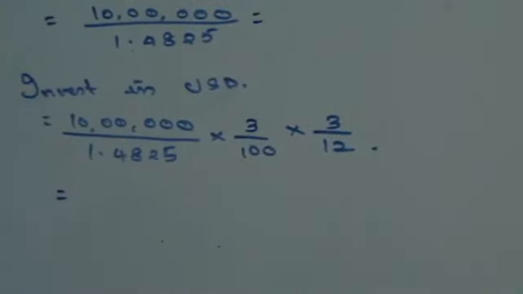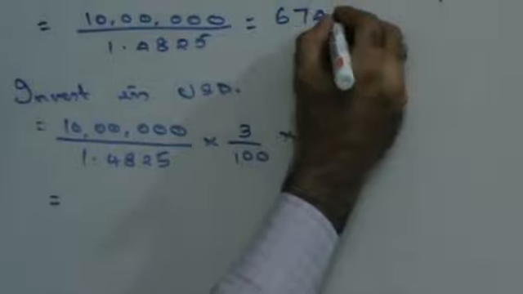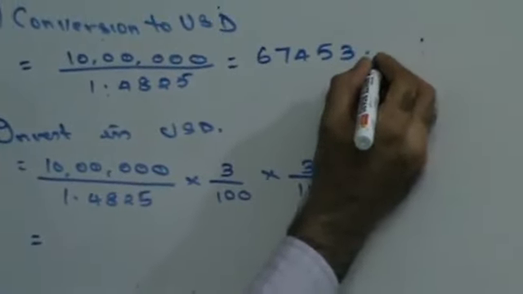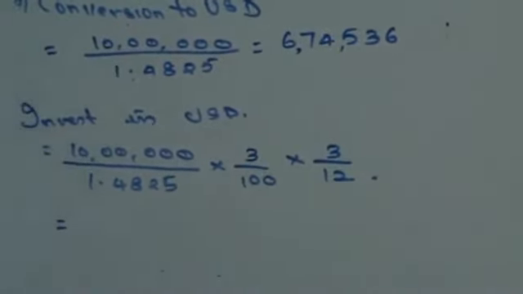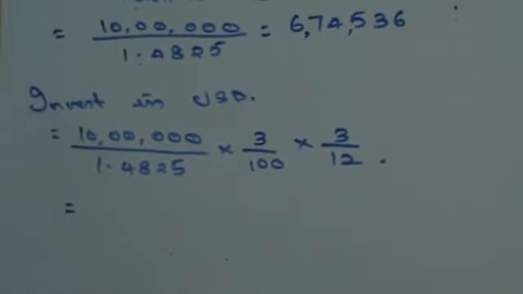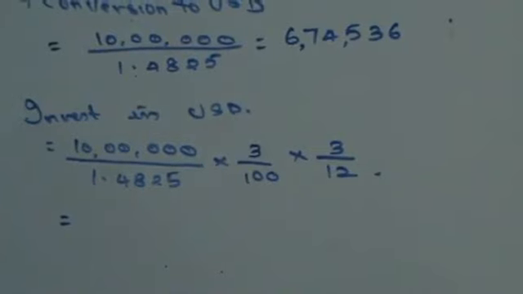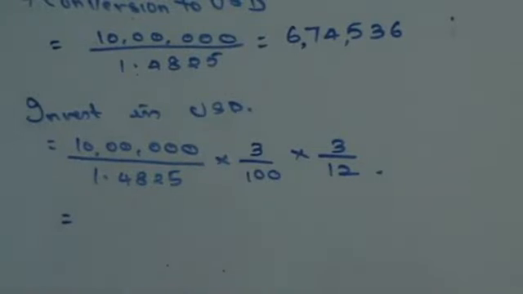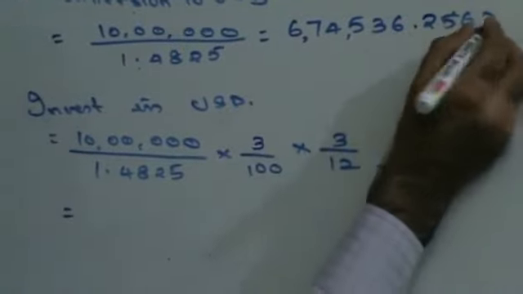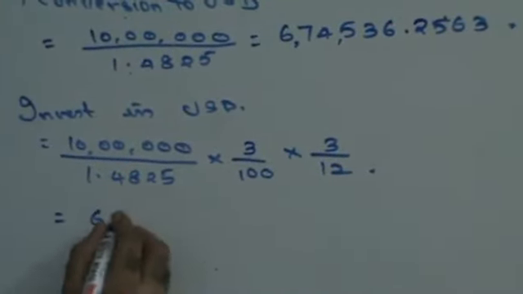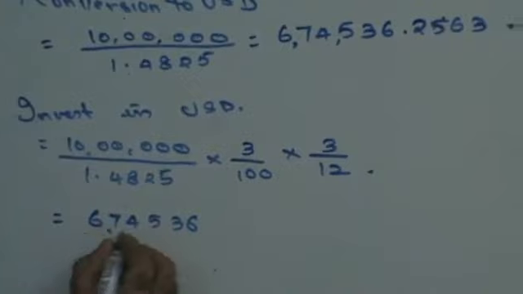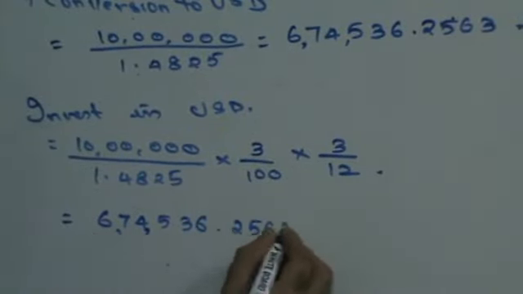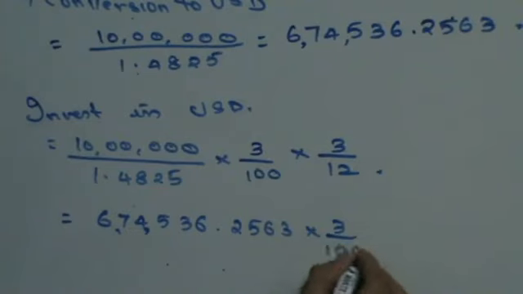1 million divided by 1.4825 is 674,536.2563 US dollars, multiplied by 3 by 100, multiplied by 3 by 12.